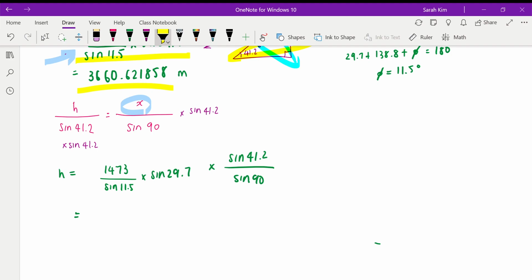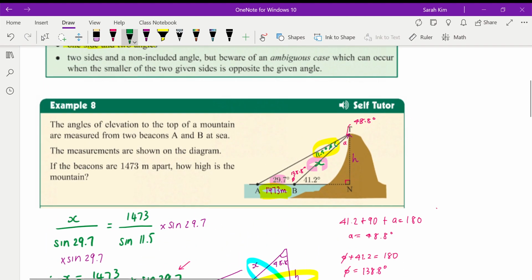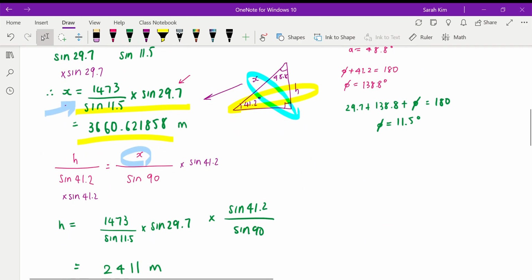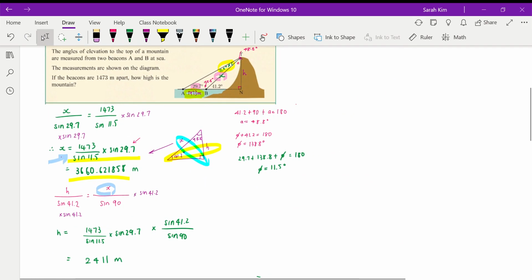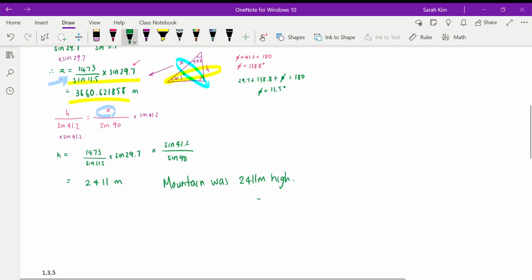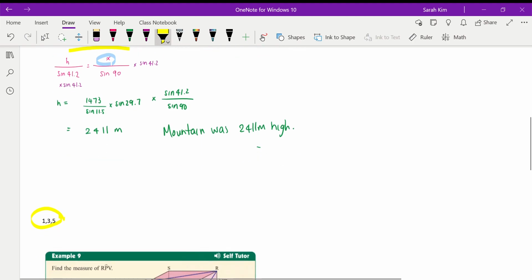Alright, so just chuck it in your calculator. So that will be 2411 meters, and I might just leave it there without any decimal places because when they wrote their meters they didn't have any decimal places. So I just write my final answer: the mountain was 2411 meters high. And there you go. So make sure you do these questions before you do example 9.